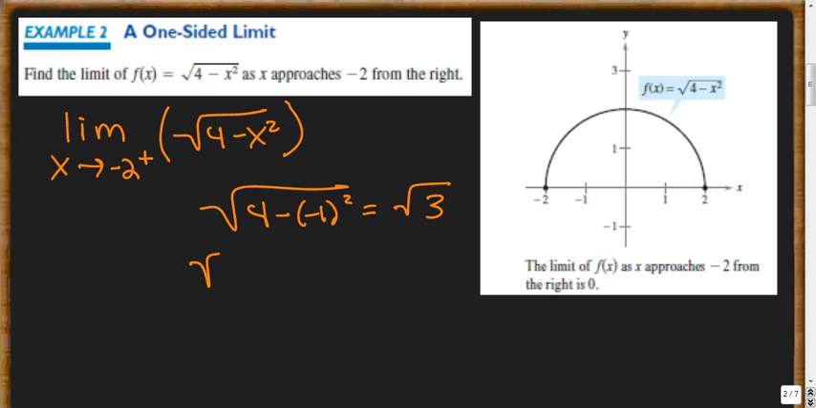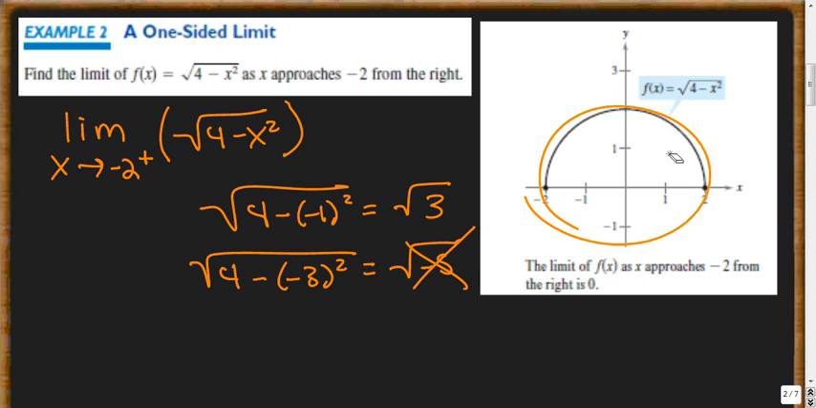But if I were to move on the other side, so 4 minus, let's say, negative 3 squared, now this is going to get me the square root of negative 5, which I can't have, right? I can't do this. So I am defined inside this little range, but not on the outside at all.